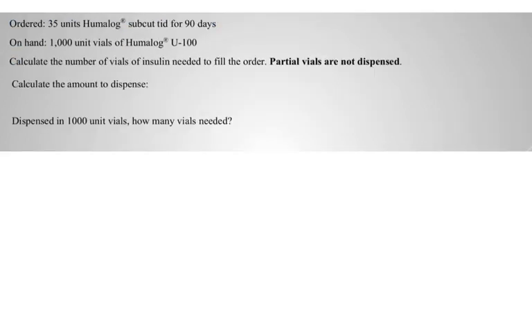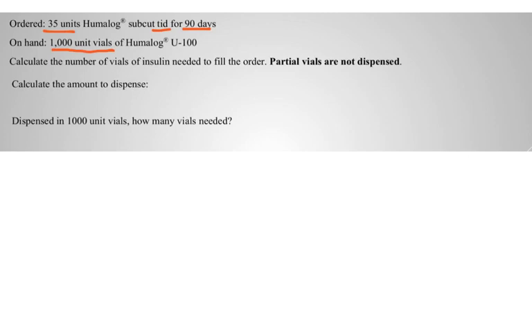Okay, so the first problem is what's ordered is 35 units of the medicine TID for 90 days. So 35 units, 3 times a day for 90 days. What you have on hand is 1,000 unit vials. That means one vial has 1,000 units in it. Calculate the number of vials of insulin needed to fill the order. Partial vials can't be dispensed, of course.